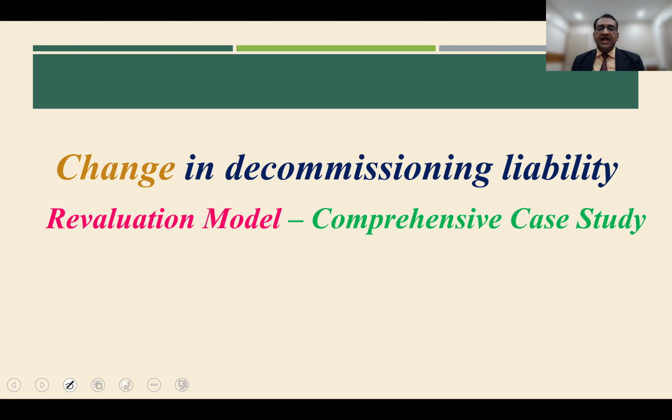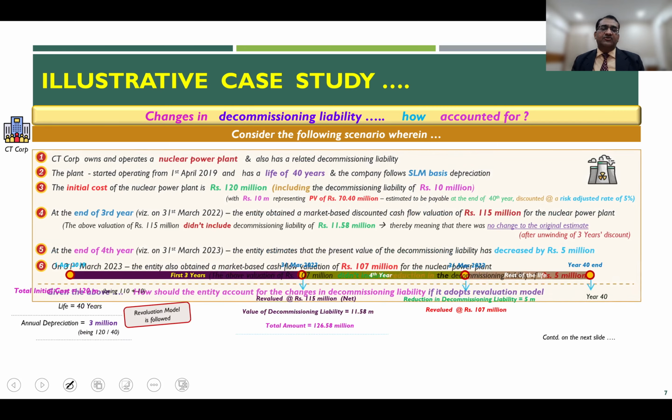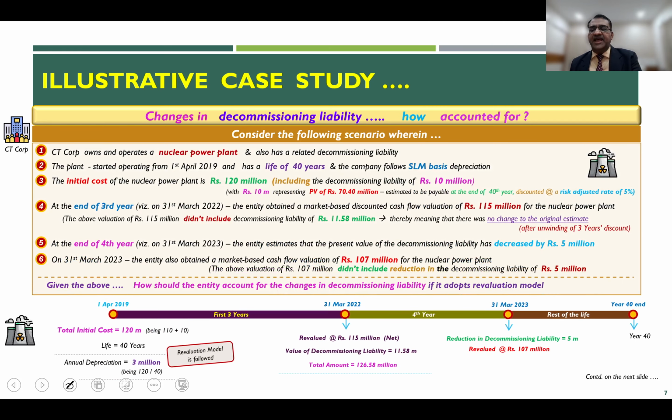So let's look at the case study. What happens in this case? Consider a scenario similar to what we have seen in the earlier videos as well. You have a nuclear power plant and the related decommissioning liability. The plant started operating from 1st April 2019, has a life of 40 years, and the SLM method of depreciation is being followed. With this fact pattern, the case study says the initial cost of the nuclear power plant is 120 million.